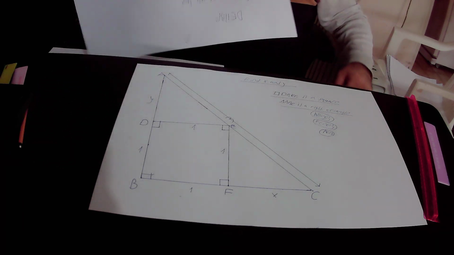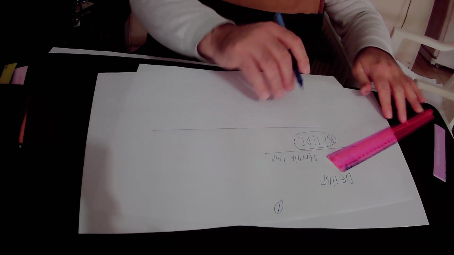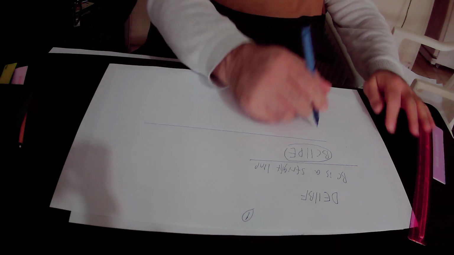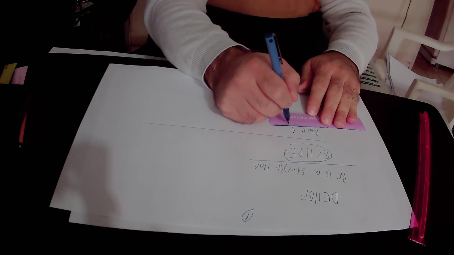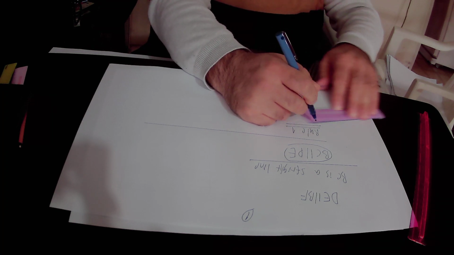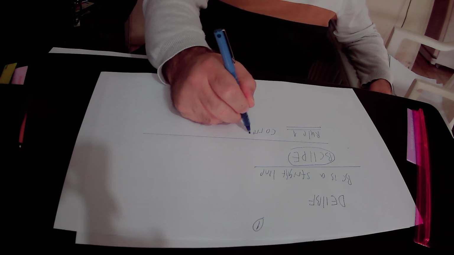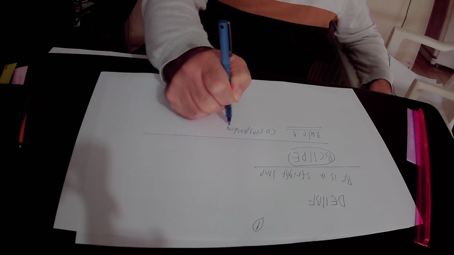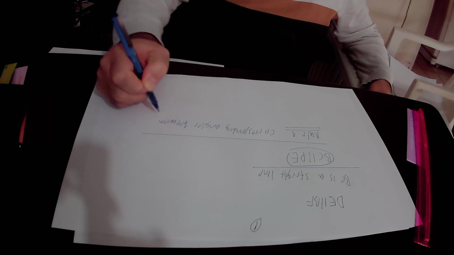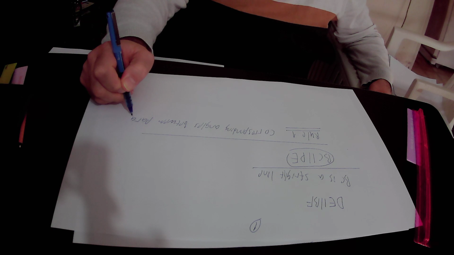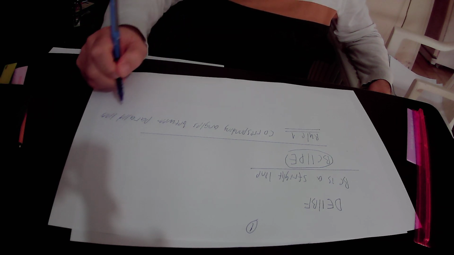And we also have rule number 1. According to rule number 1, corresponding angles between parallel lines are equal to each other.